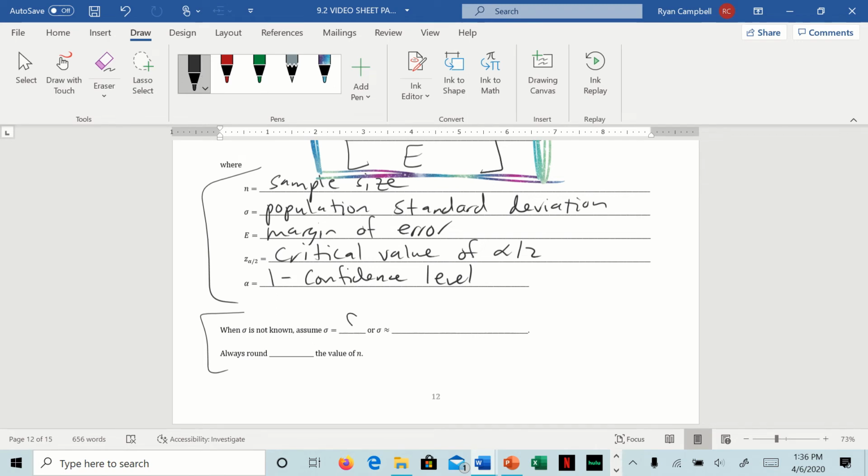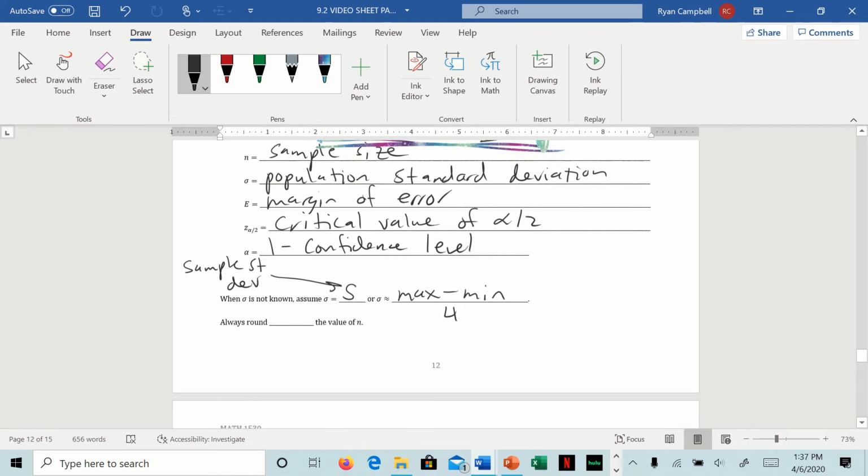Either we can let it be S. What's S? So hopefully you remember S is the sample standard deviation. So a lot of times we're not going to know what the exact population is, but we could do a sample, find out what that standard deviation is, and then go from there. Or we could look at someone else's previous sample, right, and go from there. Or what we could do is we could do the maximum minus the minimum and divide by 4. So if you have a range of values, you do the biggest number minus the smallest number, divide by 4. And as always, we need to make sure to round up for all of these problems.